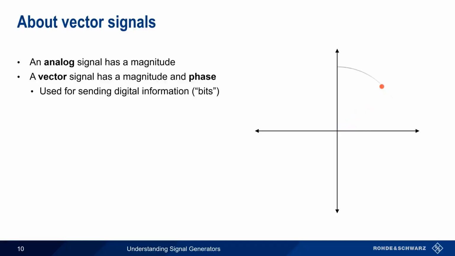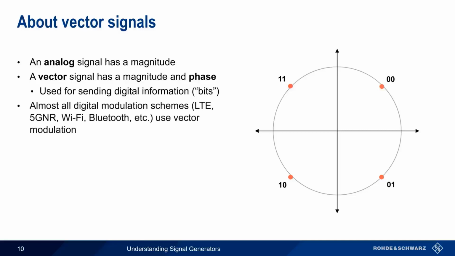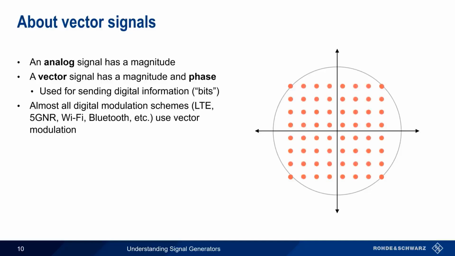For example, we could define 4 different symbols, or states, each with the same magnitude, but with different phases. Each of these symbols, or distinct magnitude-phase pairs, would then correspond to a unique 2-bit pattern. We indicate which pair of bits we're sending by choosing which of these 4 combinations of magnitude and phase we transmit. This type of vector modulation is used in almost all digital modulation schemes. This includes things like LTE, 5G NR, Wi-Fi, Bluetooth, etc. In most cases, however, a much greater number of possible states is used to send more bits for each symbol.